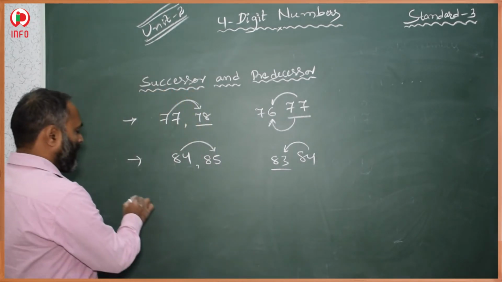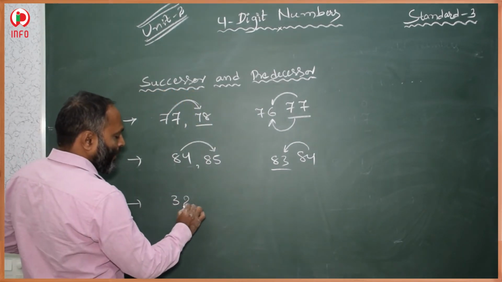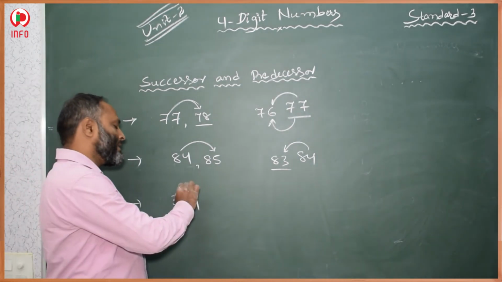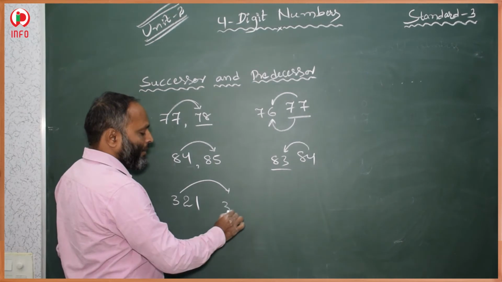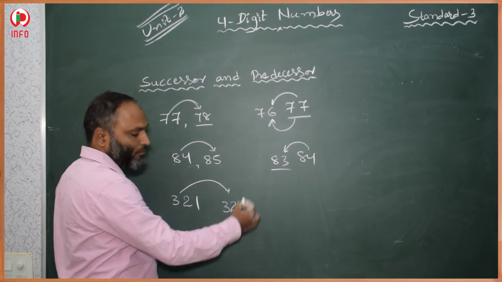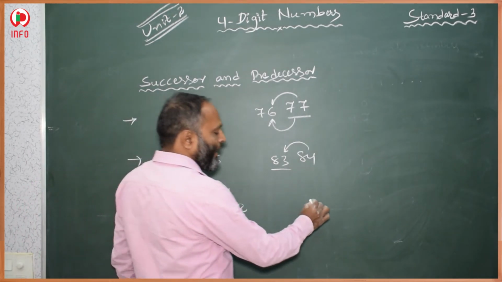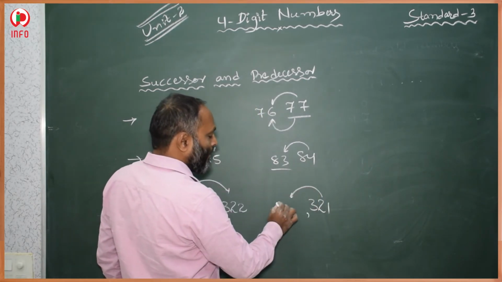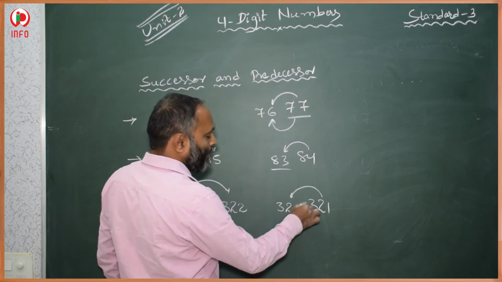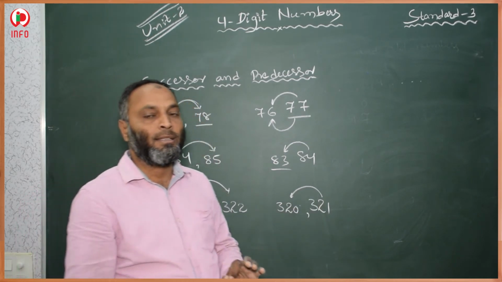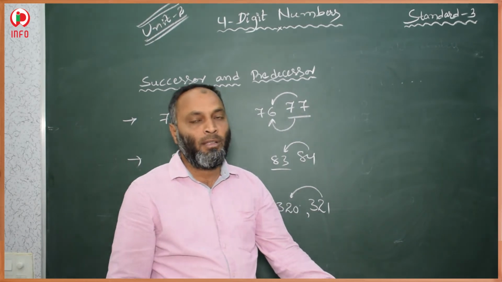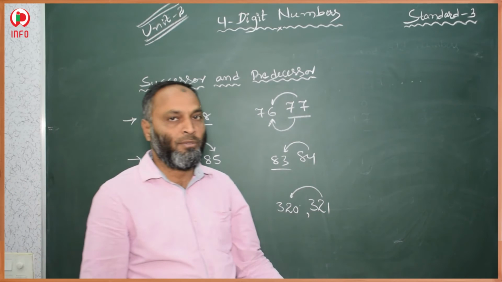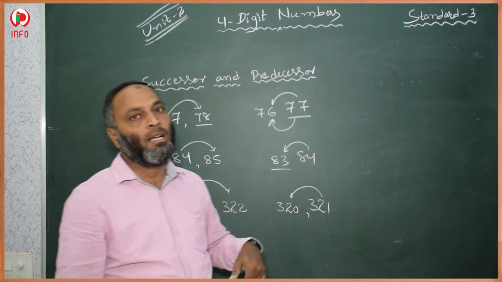If a 3-digit number is 321, what is the successor of 321? It is 322. In the same way, the predecessor of 321, the number before it, is 320. This is the successor and predecessor concept. Successor means after the number and predecessor means before the number. What number comes before and what number comes after, this is the predecessor and successor concept.